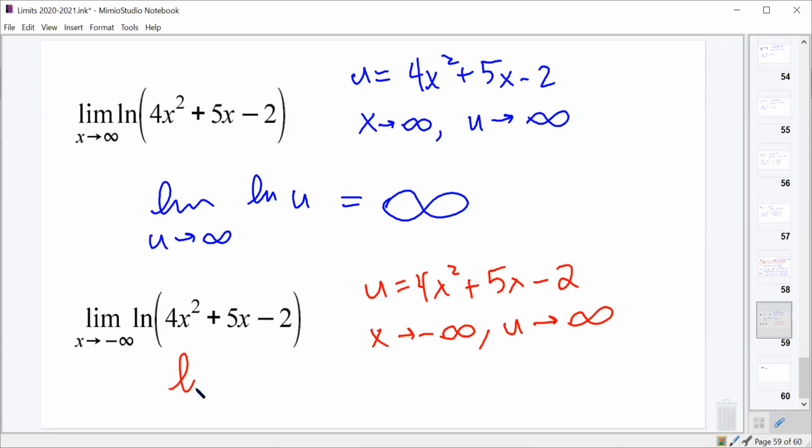So this limit actually ends up boiling down to the exact same thing as the one above did. The limit as u approaches infinity of natural log of u, which is still infinity. And you'll probably note as the year goes on that my limits and my natural logs look awfully similar, but if it just kind of trails on forever, it's a limit, and if it doesn't, then it's a natural log.